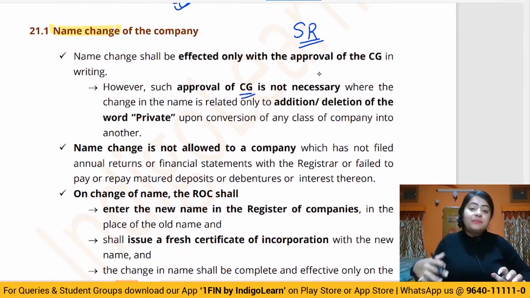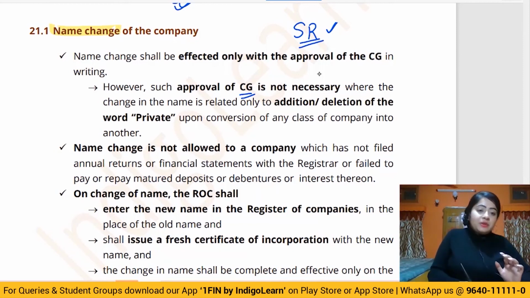Because it is an existing company, it is going to apply for the RUN facility, which is the reserve unique name facility. Then when the name is reserved, it is going to be reserved for 60 days. Within 60 days, the company will have to submit the special resolution and other documents with the registrar of companies. Accordingly, the name of the company is going to be changed.